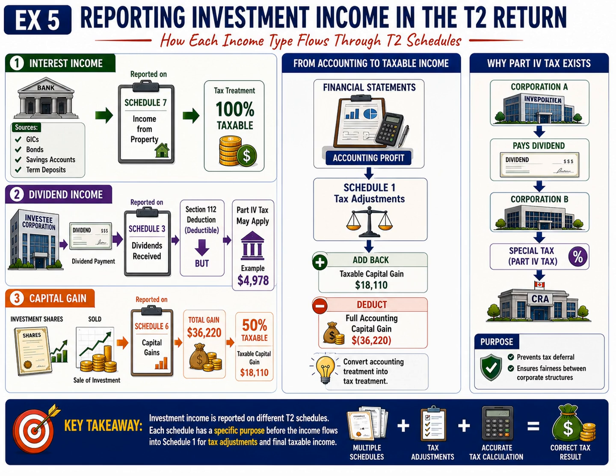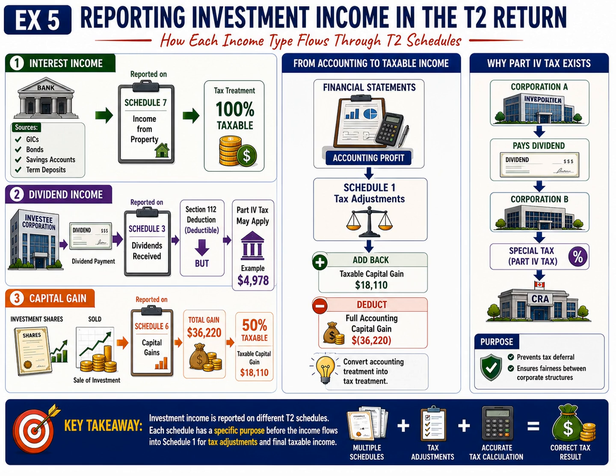Now let's move to capital gains. Capital gains are reported through Schedule 6. In this example, the corporation sold investments and realized a capital gain of $36,220. Here we encounter one of the most important adjustments in corporate taxation.